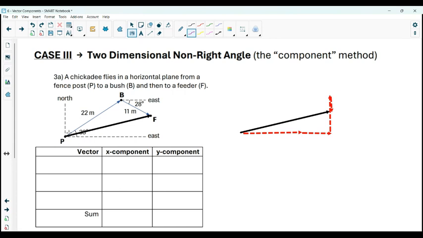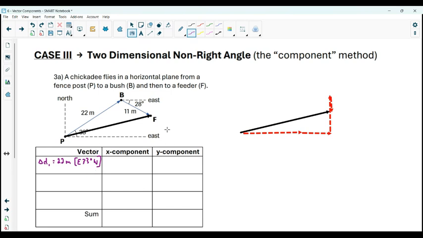So I see my first vector is a displacement vector, right? So I'll say, okay, I have a displacement vector, and I'm going to call this delta D1 because it's my first displacement vector, and the vector is 22 meters, and the direction of that vector is north 57 degrees east, or you could describe that as east 33 degrees north. And that's how I want to describe it because I want that angle next to the x-axis. There we go. So that's my vector.